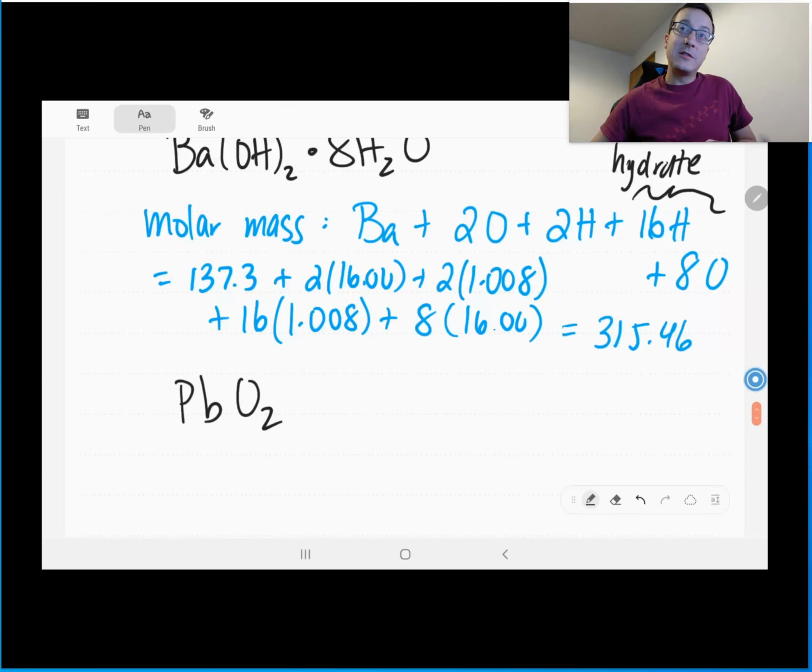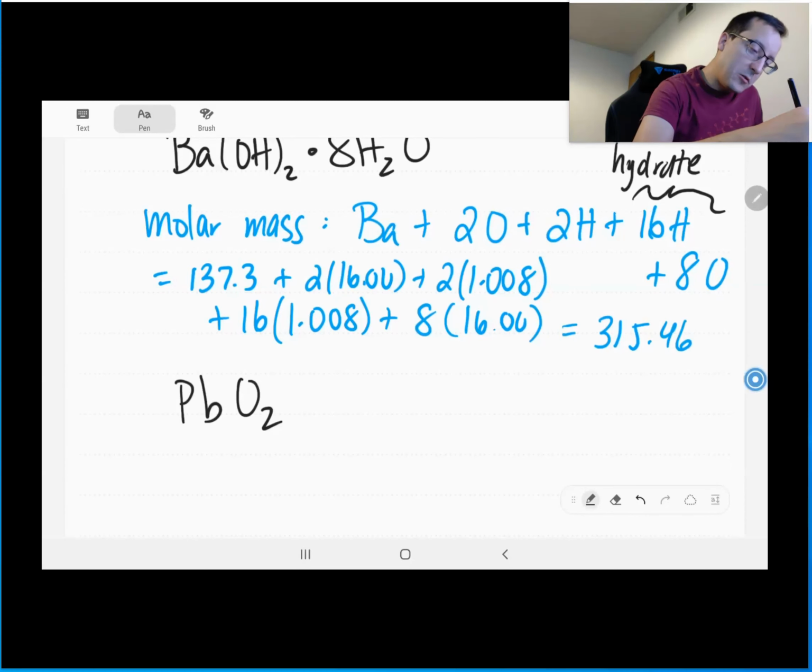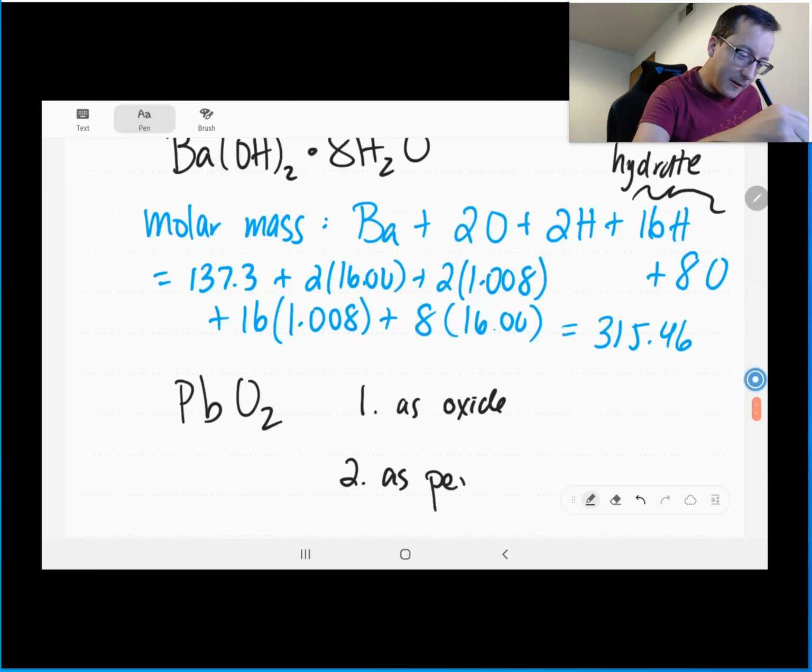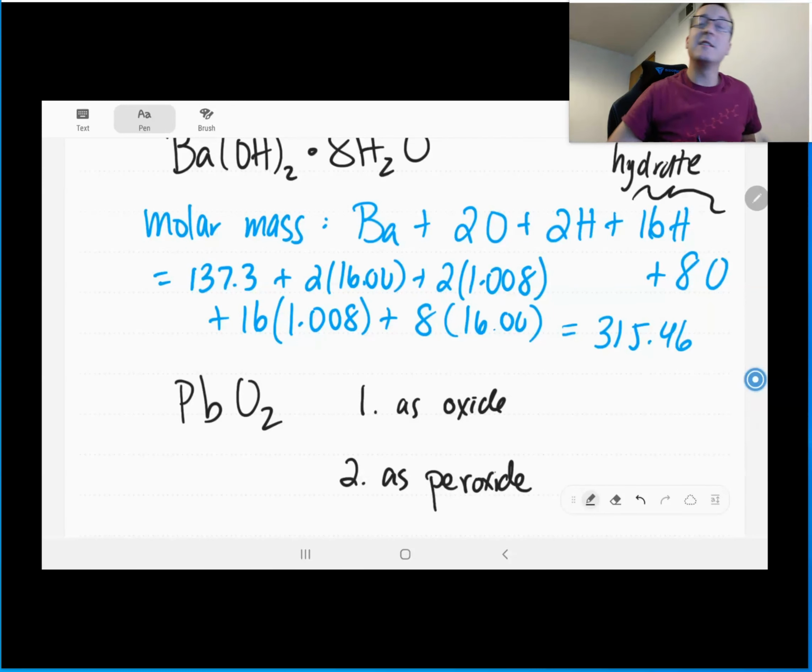Alrighty. So, I will give you a hint. Let's do one name as oxide and do the second name as peroxide. So this will be similar to that titanium one we did on Wednesday. Anytime you see O2 like that in a compound with a variable charge metal, you have the option of it to be a peroxide or a regular oxide. So we're going to have to name it once each way.